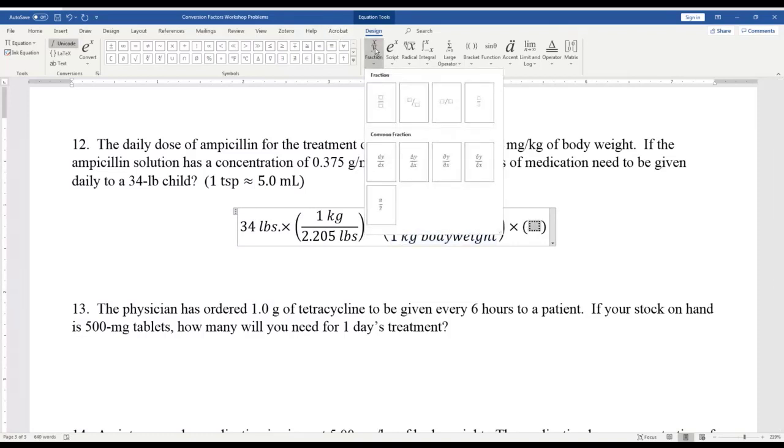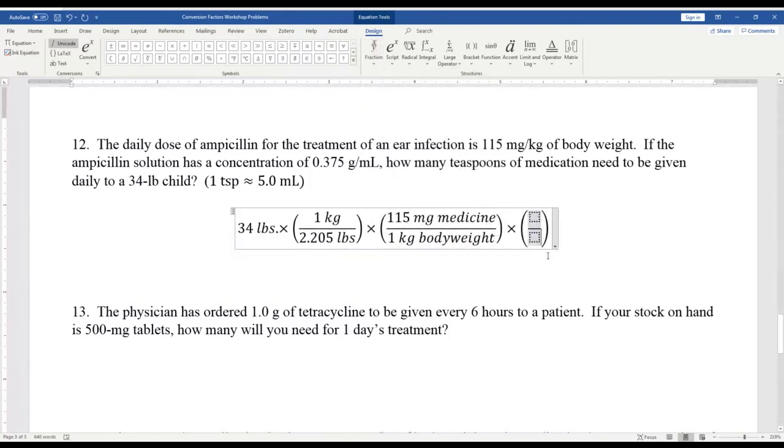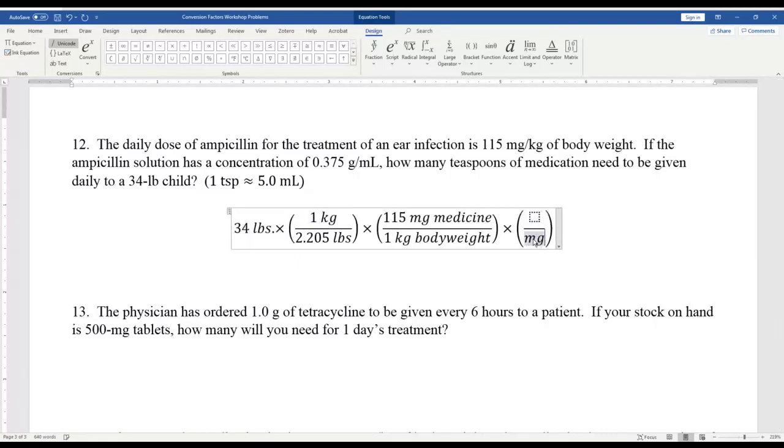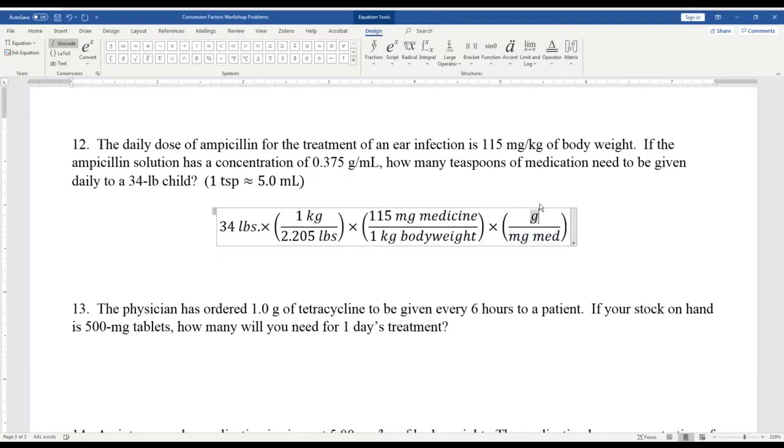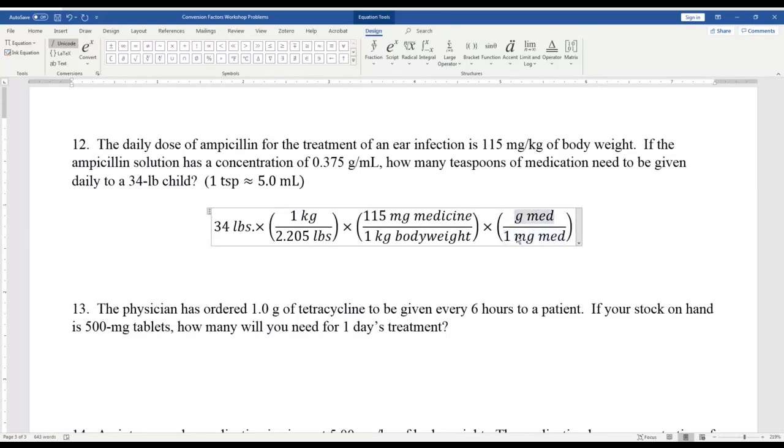All right. So then we do another one here. Now, what goes on the bottom of the next conversion factor? There you go, milligrams of medicine. And I'm going to have to convert the milligrams of medicine to what? Grams, exactly. Grams of medicine. And of course, this is just a metric conversion: 1 milligram is equal to 0.001 grams.